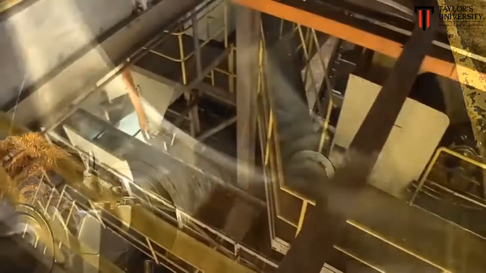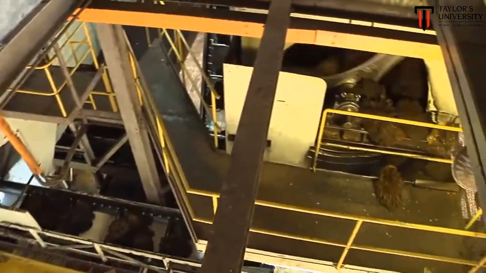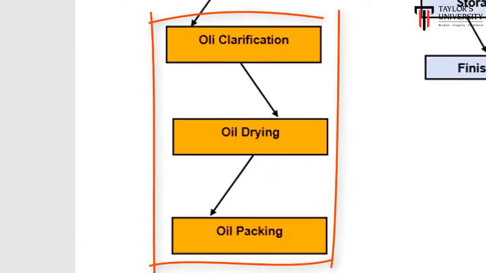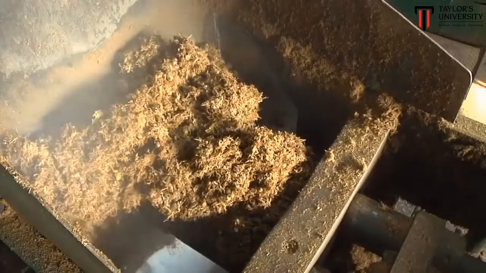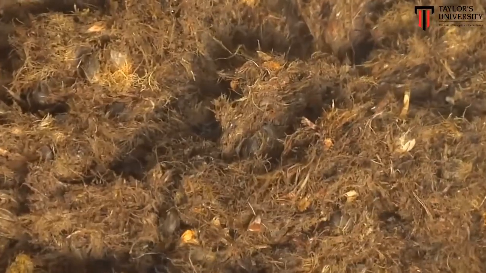The fruits are passed into a screw press, where the mixture of oil, water, press cake or fiber, and nuts are discharged. After that, the mixture is delivered from the press to a clarification tank, where separation of the oil from the rest of the mixture is achieved by settling tanks based on gravity.